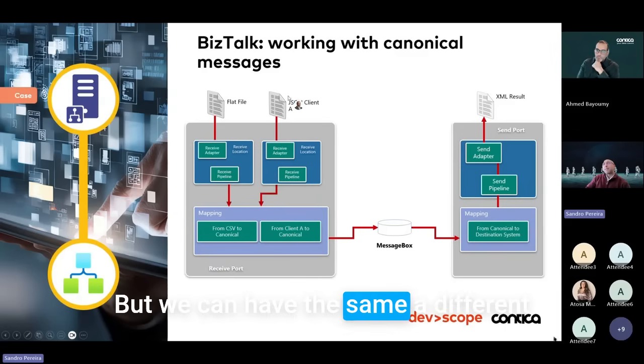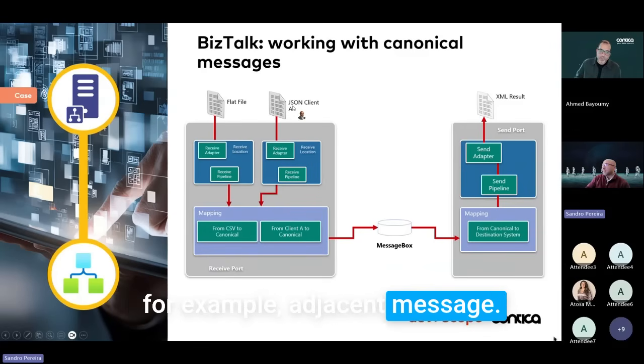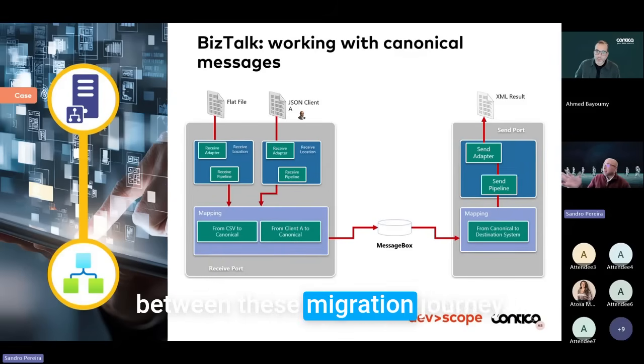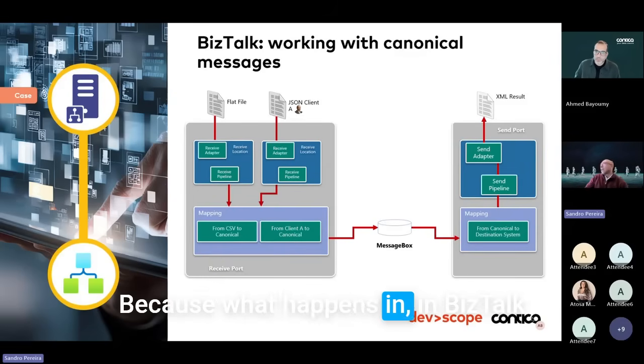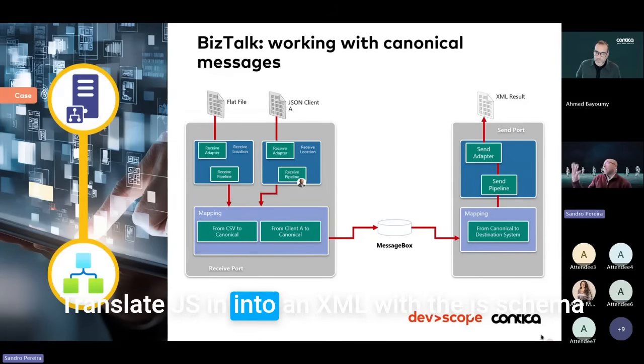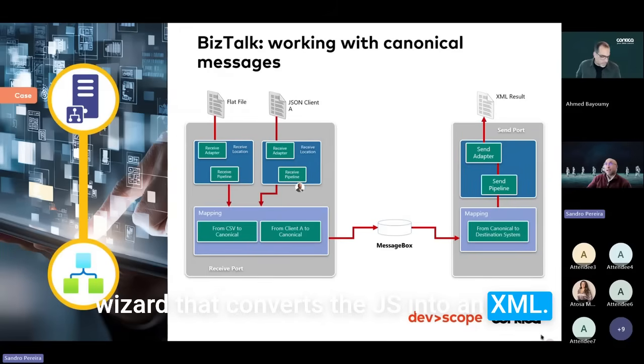But we can have a different provider, a different partner sending, for example, a JSON message. I actually selected a JSON message because I want to show a difference in this migration journey. Because what happens in BizTalk is that, yes, we do receive a JSON from an adapter, and then we translate the JSON into XML with the JSON schema wizard that converts the JSON into an XML.